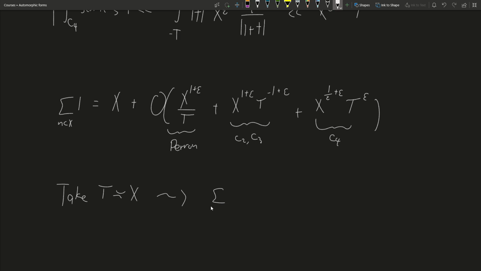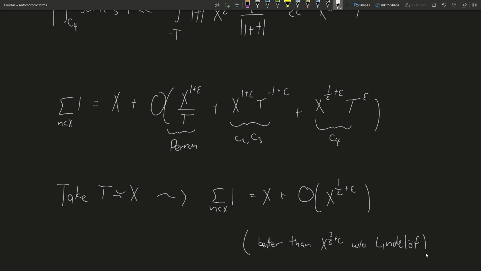And what that gives you is that the sum over n less than x of 1 is x plus O of x to the, and this is the term that's contributing, x to the 1/2 plus epsilon. And you see that this is better, right? Before we got x to the 3/5 plus epsilon without Lindelof.